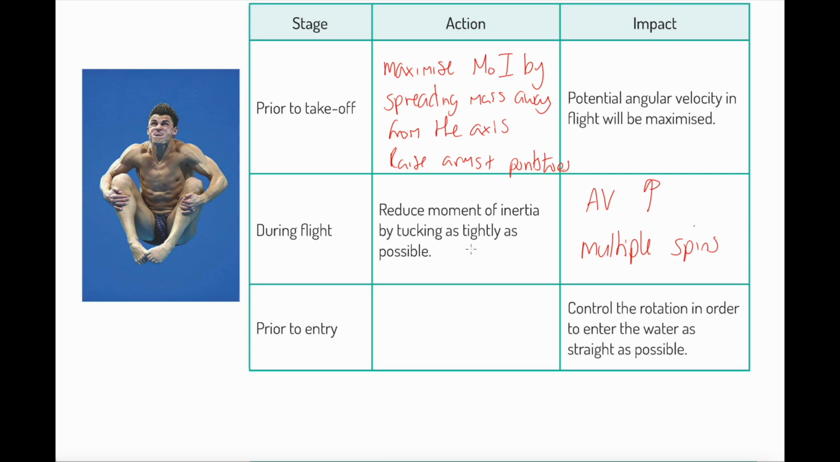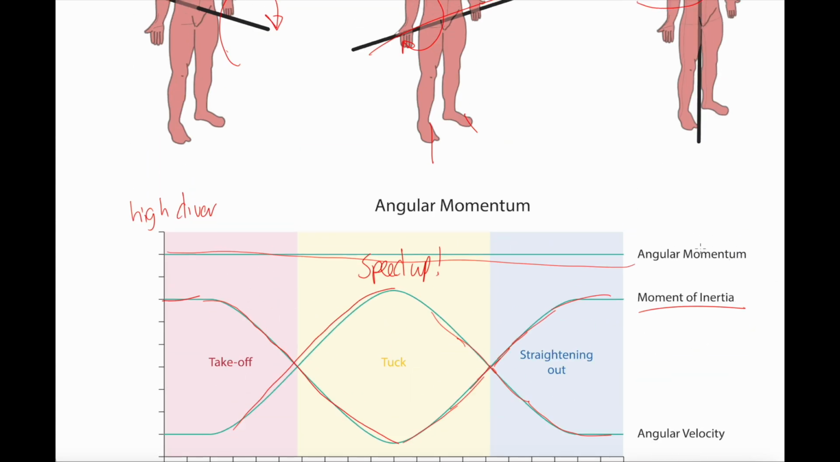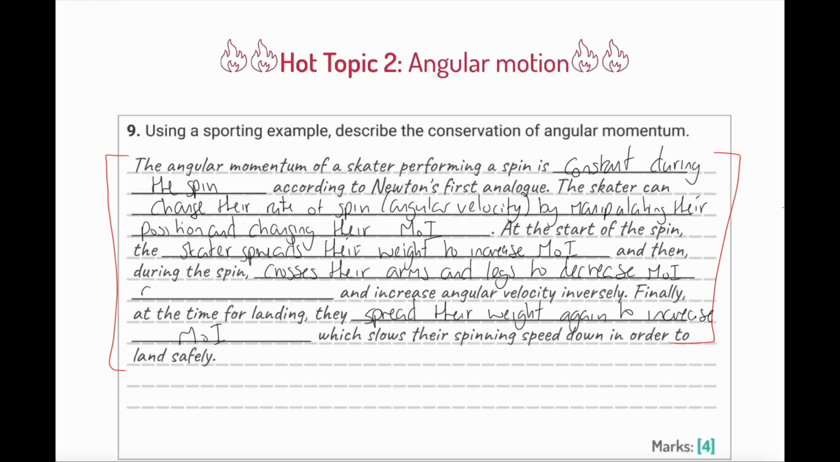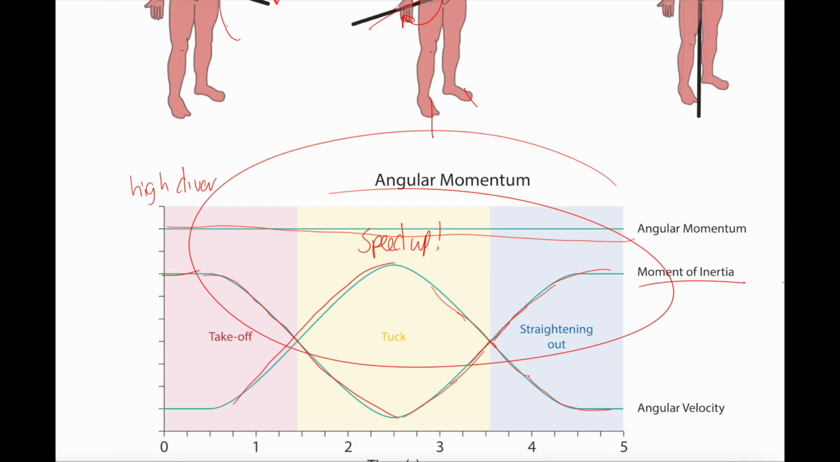What do we do prior to entry? Obviously, we know they straighten out and go for that splashless entry. They increase moment of inertia prior to entry by spreading mass again. In other words, by coming out of the tuck, by spreading mass again. Control the rotation in order to enter the water as straight as possible. That is a description of that, folks. It's the same thing. That's what we're talking about here.